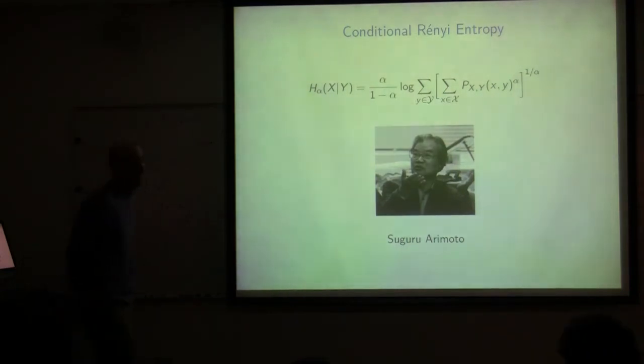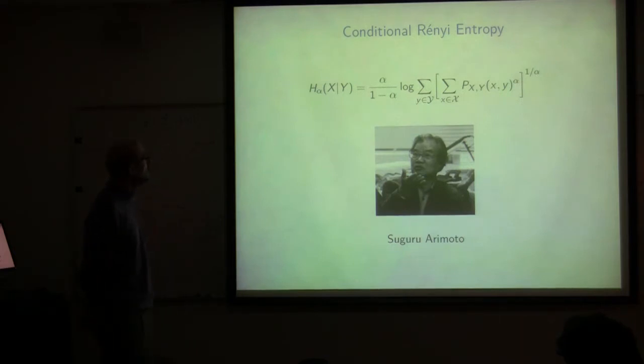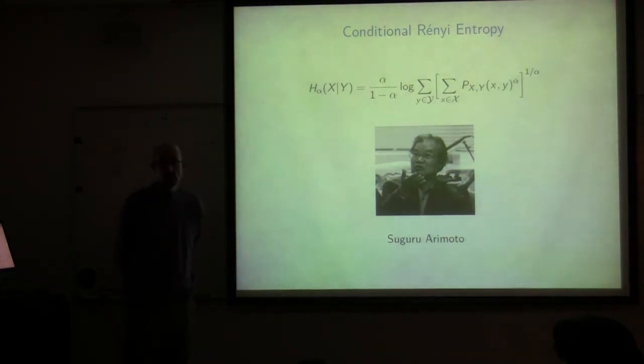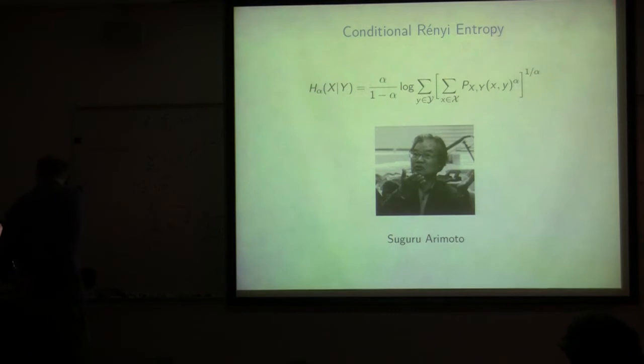It turns out that actually this is not new. And this definition actually has appeared before. This is a definition that Arimoto gave for conditional Renyi entropy. And it's interesting what his motivation was. Completely different.